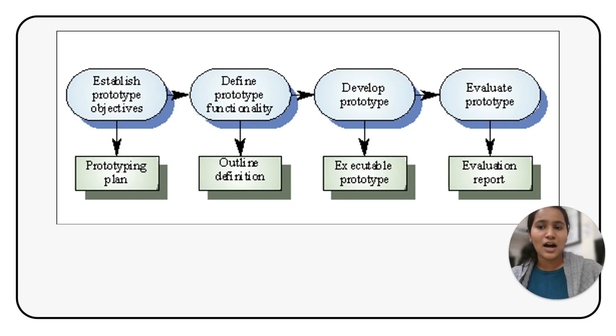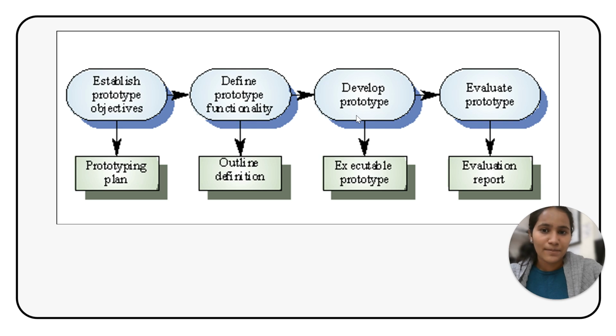The first one is rapid or throwaway prototyping. The second one is evolutionary prototyping. The third one is incremental prototyping. And the fourth one is extreme prototyping. So let me discuss throwaway prototyping.